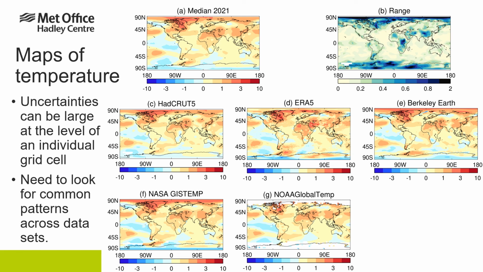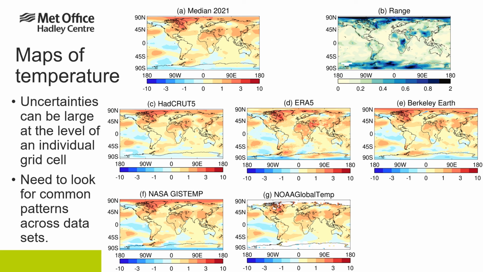So I've got maps of temperature anomalies for 2021 from 5 different data sets here: HadCRUT5, ERA5, Berkeley Earth, NASA GISTEMP, and NOAA GlobalTemp. And the maps at the bottom are all in the native resolutions of those data sets. If you compare these maps, you can see that there can be quite large local differences between them.